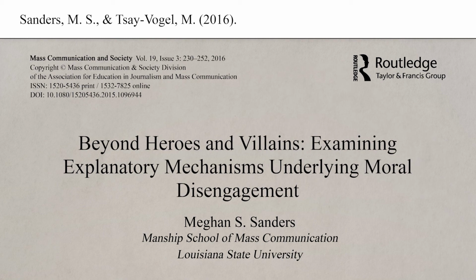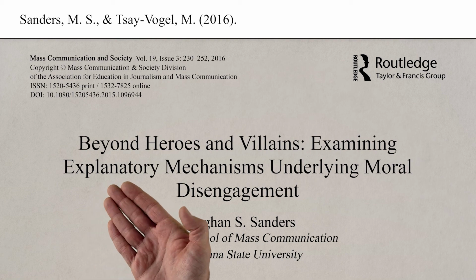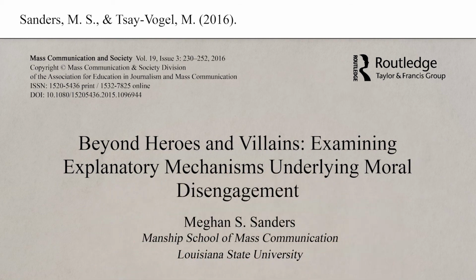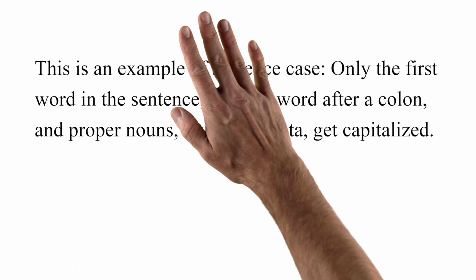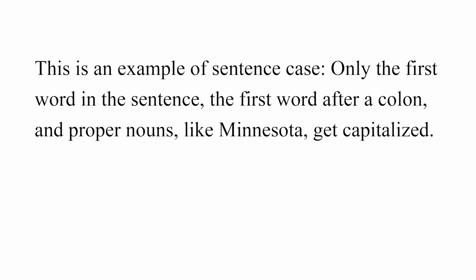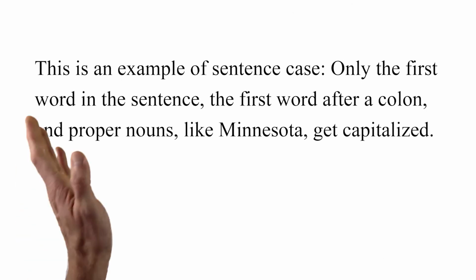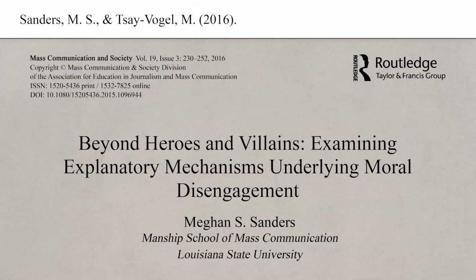Titles of scholarly articles look like sentences, and they're often set in large type near the top of the first page. Article titles in APA must be written in sentence case, which means only the first word of the sentence, the first word after a colon, and proper nouns get capitalized. See how the original here is written in title case with most of the words capitalized? In a formatting fight between APA and the original, APA wins every time.